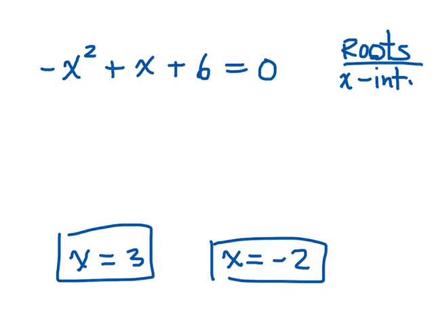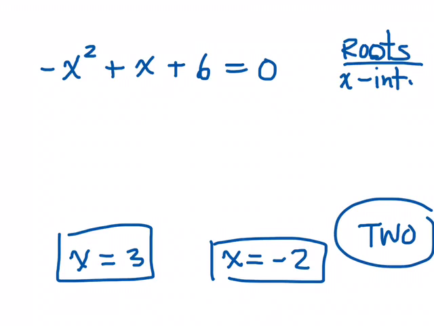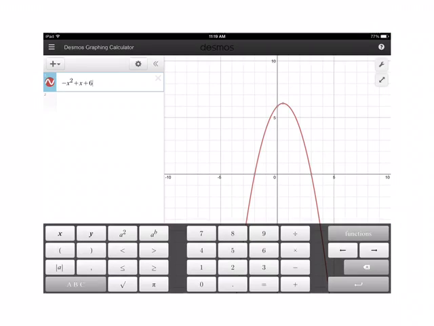So how many roots are there for this equation? 2. There's 2 roots, which means that it's going to intercept the x-axis twice. It has 2 x-intercepts. I'm going to graph this so you can see what it looks like. If you look at the graph, I just graphed this in Desmos, it intercepts at 3 and -2. So your answer was correct. This one has 2 roots.